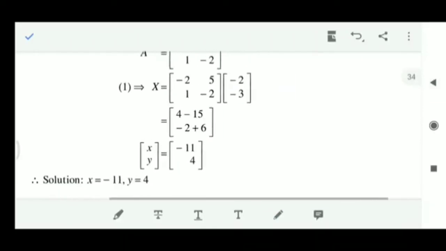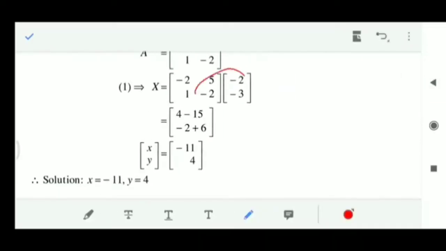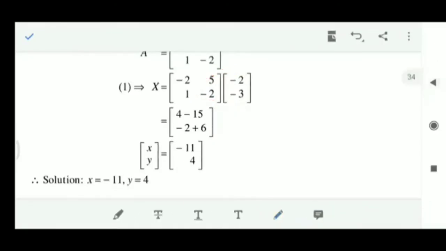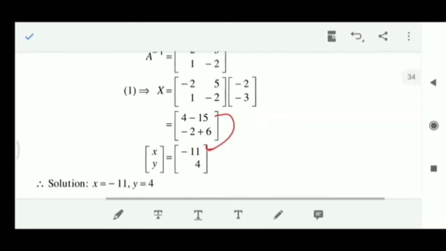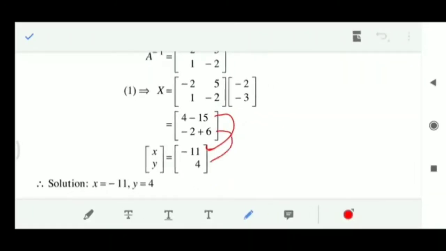Then 1 into minus 2 gives minus 2. Then minus 2 into minus 3 gives plus 6. If you simplify this, 4 minus 15 gives minus 11 and minus 2 plus 6 gives plus 4. So the value of x is minus 11 and y is plus 4. So this is the solution for the given system of linear equations using the matrix inversion method.